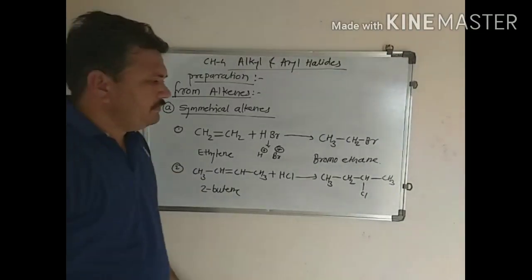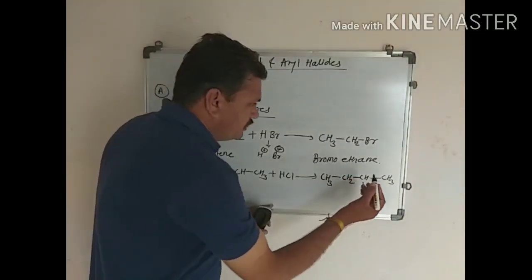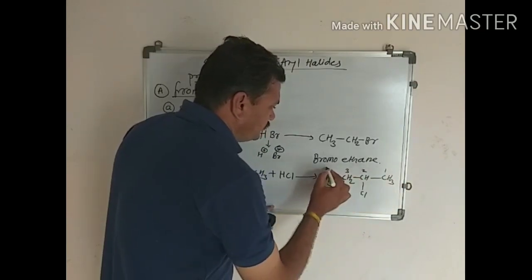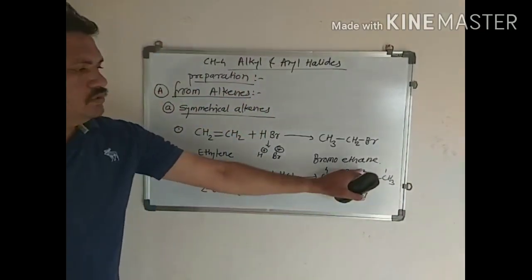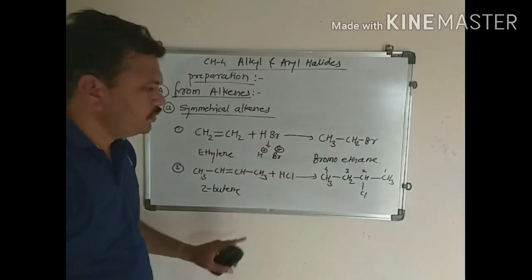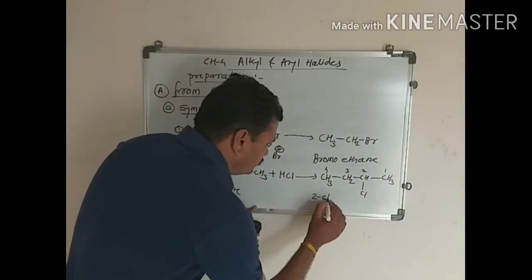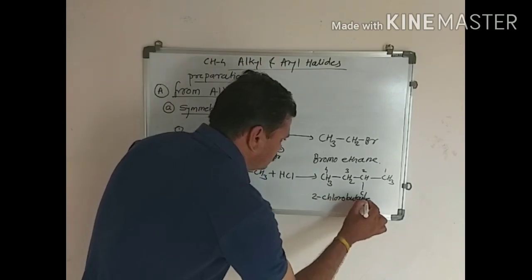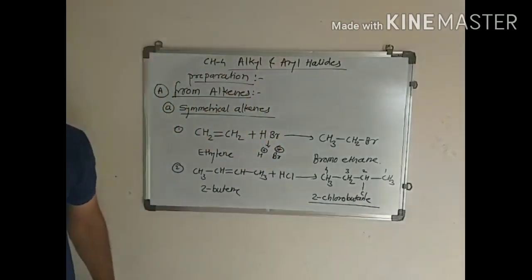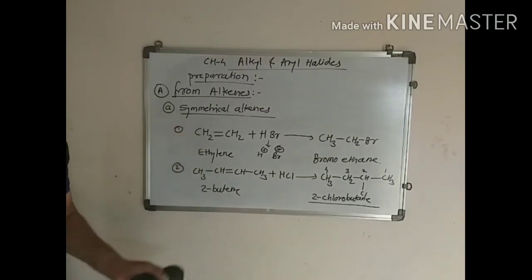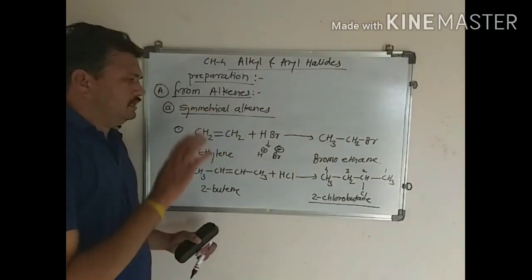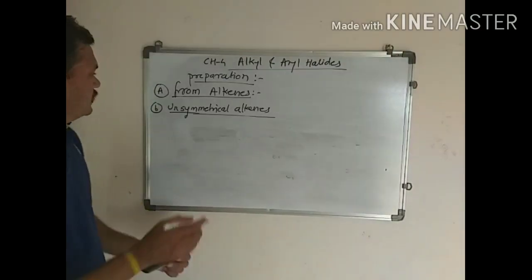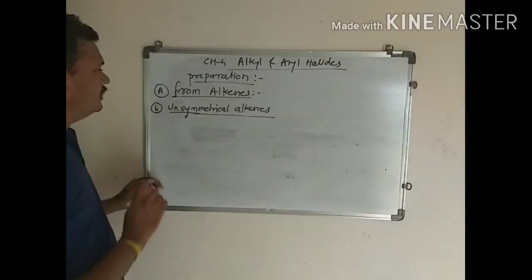Its IUPAC name is, we will give numbering first from right side, 1 2 3 4. It is 2-chlorobutane. 2-chlorobutane is the product. These are the reactions for symmetrical alkenes. Now we will take the example of unsymmetrical alkenes. Second part, it is unsymmetrical alkene.